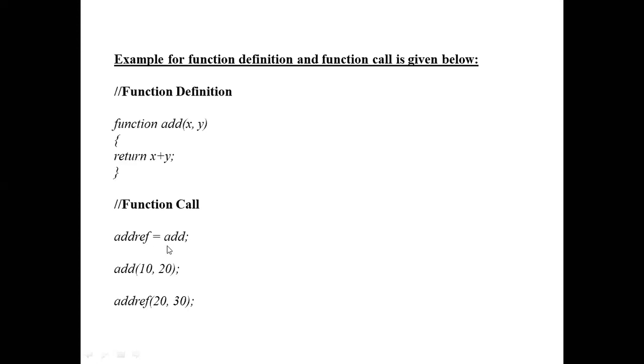Another one is, here add_ref is a reference to the add object. Suppose you give a reference to the add object, add_ref. So we can call the function as add_ref of 20 comma 30. So this is also valid: add of 10 comma 20 or add_ref of 20 comma 30. If you assign add to add_ref, then add_ref of 20 comma 30 works like add of 20 comma 30. So this is an example for function definition and function call.